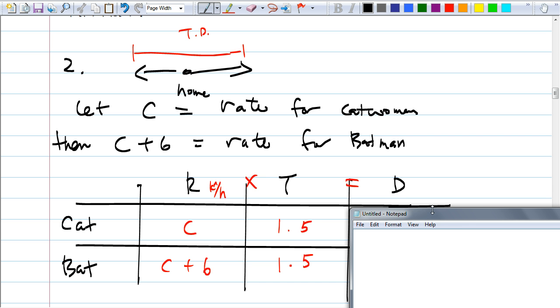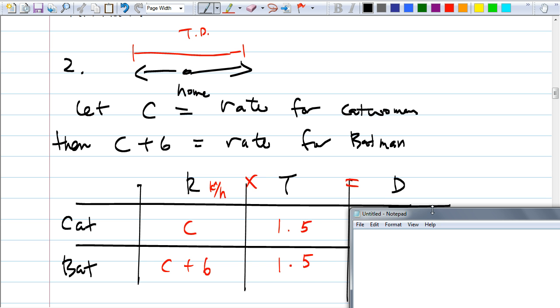Well, Brandon? Because they both went. Yeah, they both traveled for 1.5 hours, didn't they? Because they started at home, right? And then from there, they both went opposite direction for 1.5 hours.